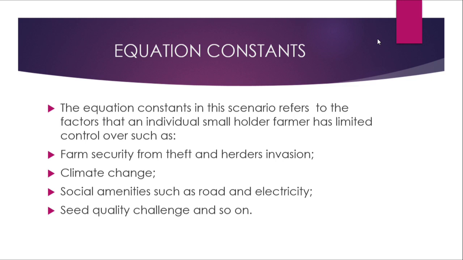The equation constant in this scenario refers to factors that an individual smallholder farmer has limited control over. Yes, it's a constant because you don't have control over it. And we are not talking about big farmers, but smallholder farmers. And now, what are these constants?